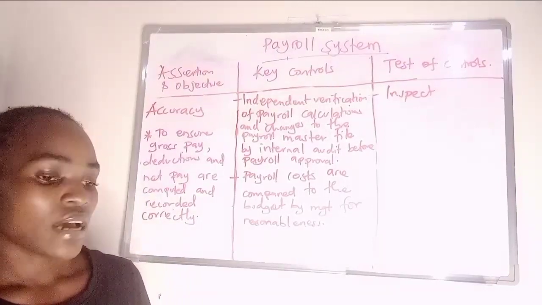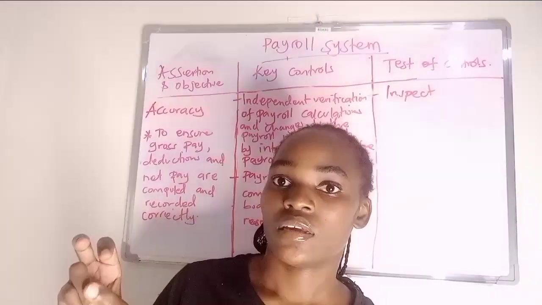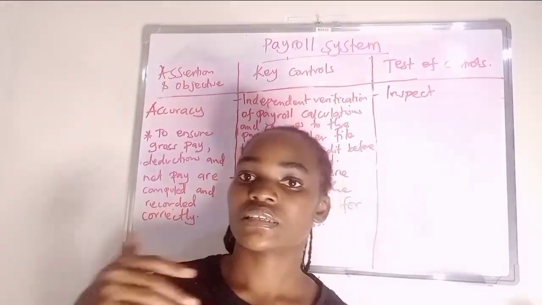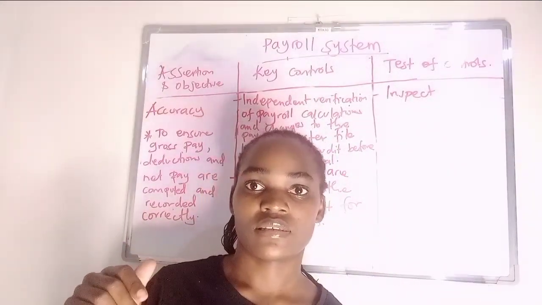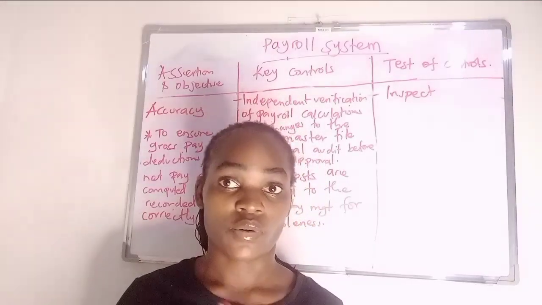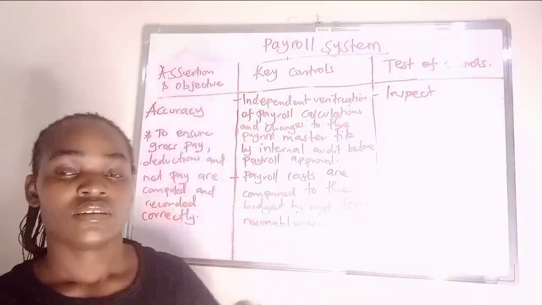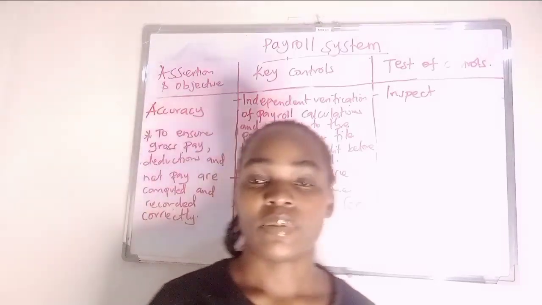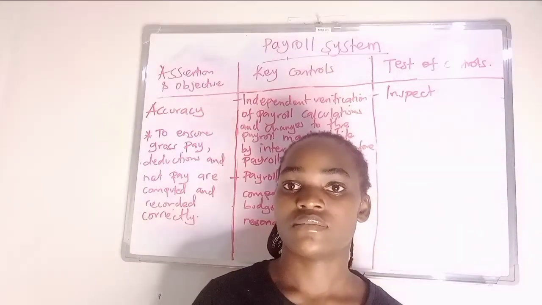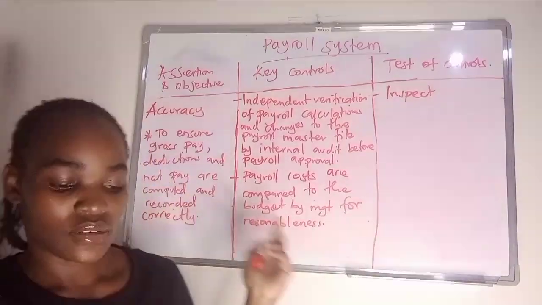Others can be like comparing the net pay and the names on the payroll with those on the checks and then the bank transfers. You compare the net pay, not the names, because we are dealing with accuracy. Accuracy is about figures. So you compare the net pay on the payroll and the net pay on the check and then bank transfers. So that is accuracy.